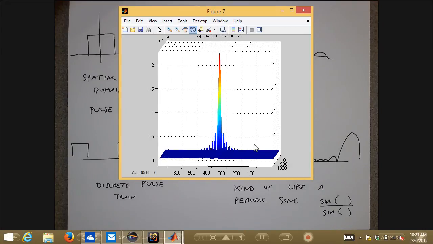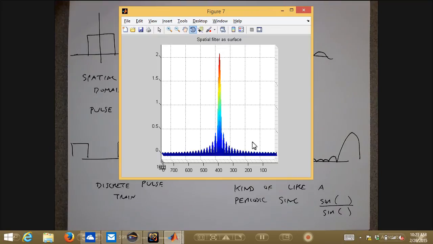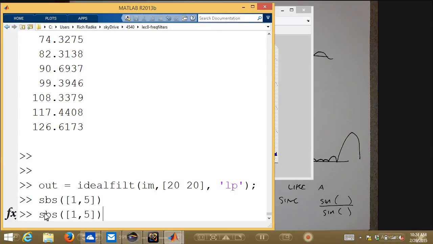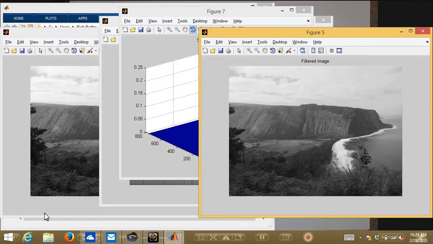Because if I look back at my function here, I can see that things are clearly ripply instead of being smooth, okay? Now, as I change the size of the filter, I should expect to see a different period of the rippliness in the frequency domain, right? So let's suppose that I made my filter a little bit bigger. Let's suppose that I used a 200 by 200 low-pass filter, okay?